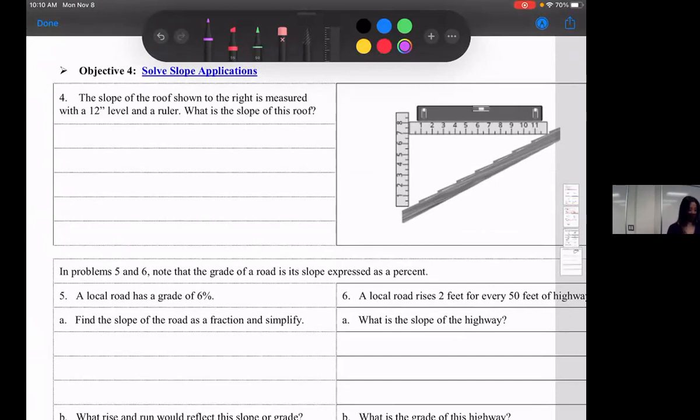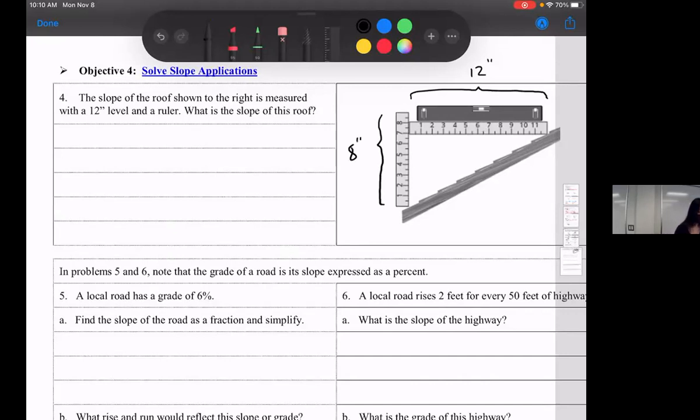The slope of a roof shown to the right is measured with a 12-inch level and a ruler. What is the slope of this roof? So what they mean is this right here is 12 inches. What is the rise? Should we do 7 or 8? I'm saying 8, right? Yeah. Let's do 8.